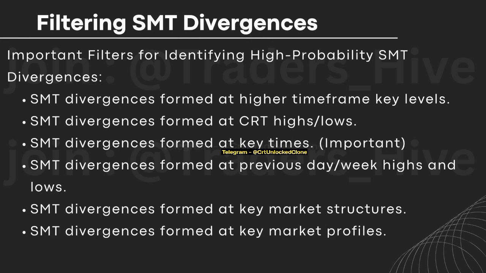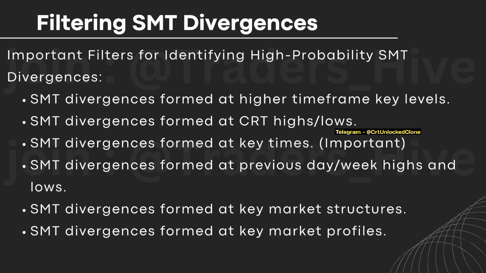So in this slide, we're going to discuss the different filters and characteristics that make an SMT divergence strong, a true SMT divergence, right? You can use these filters to identify high probability and high quality SMT. Some of the important filters are the following. The first and the most important is that SMT divergences form at key levels, specifically higher time frame key levels such as order blocks, FVGs, or important swing points such as highs and lows, right? This is the first important point.